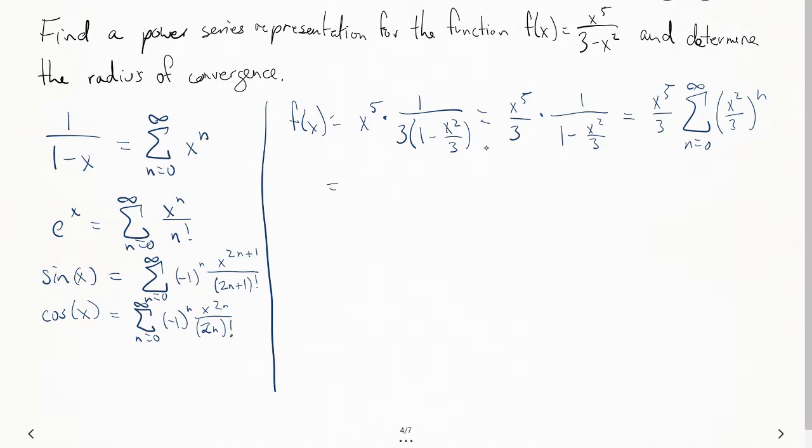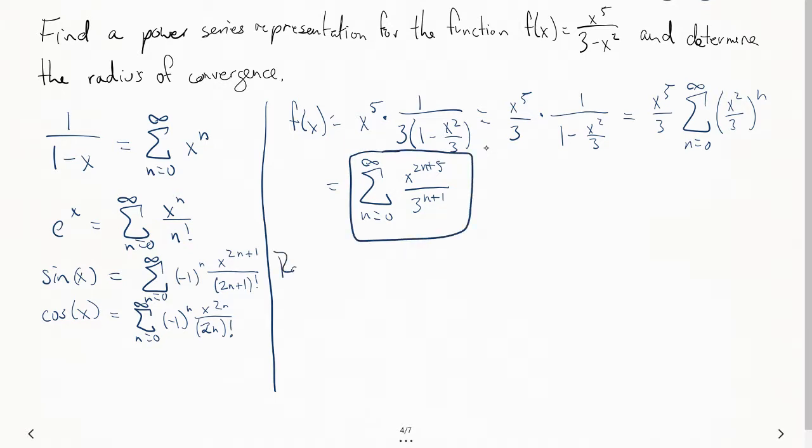Okay, well, if you want to simplify this as much as possible or write it in such a way where we can handle it, you can write this as x to the 2n plus 5 power over 3 to the n plus 1 power. Okay, so that's our power series representation. So we're done with that portion.